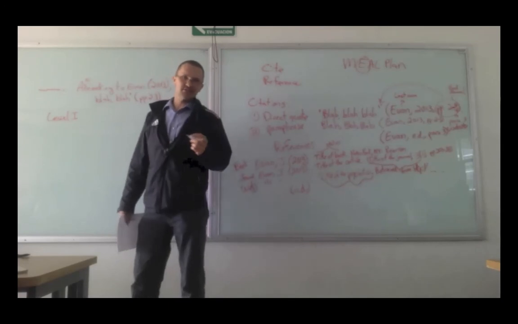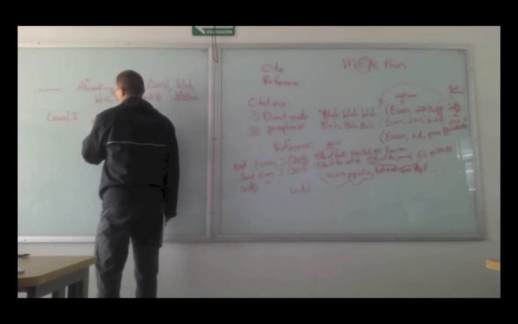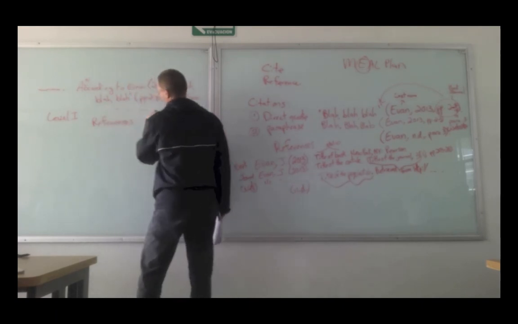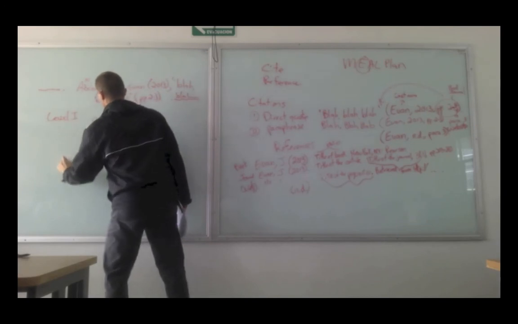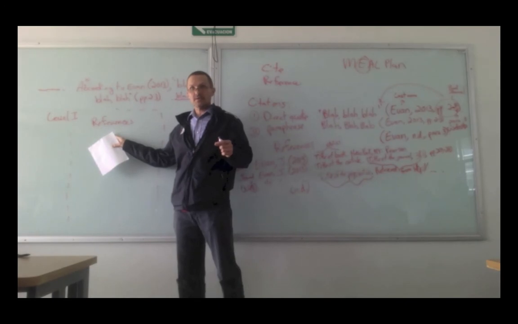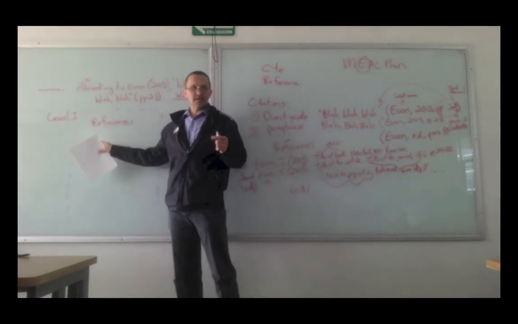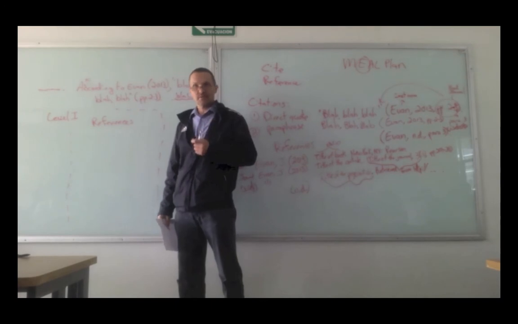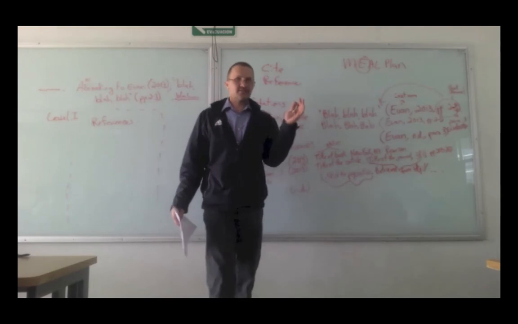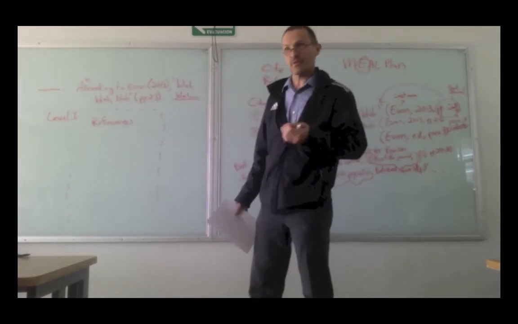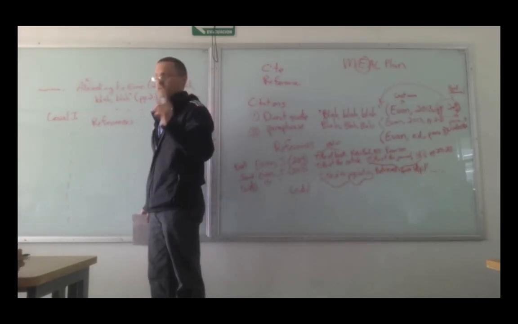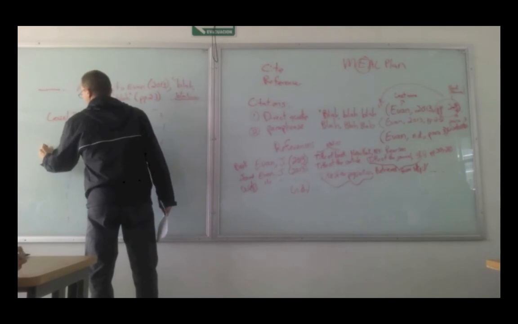So a level 1 heading is centered to the page. I'm going to use this as an example. Imagine your sheet of paper here. References is centered in bold, and the main words are capitalized. There's only one word here, but if you have a heading with 6 to 10 words, you're going to capitalize the main words. It's centered, in bold, main words are capitalized. That's a level 1.